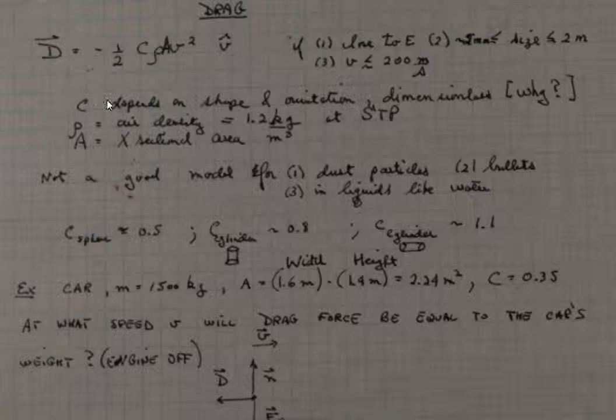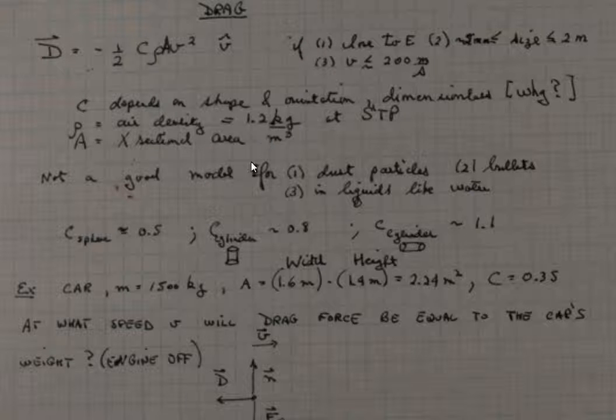The C depends upon the shape and the orientation, and it's dimensionless. You should be able to check this equation and tell me why C is dimensionless. Rho is the mass density of the air in kilograms per cubic meter. And somewhat surprisingly, 1 cubic meter of the air contains 1.2 kilograms of air at standard temperature and pressure. And A is the cross-sectional area in square meters.